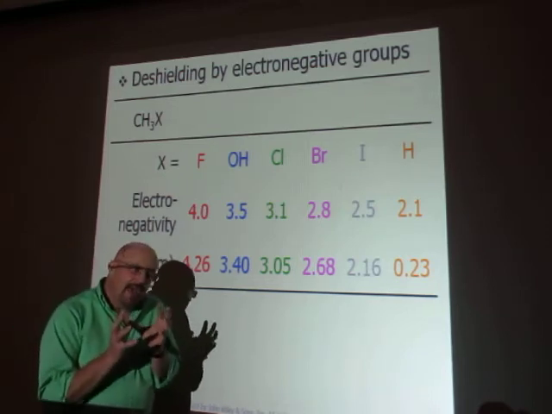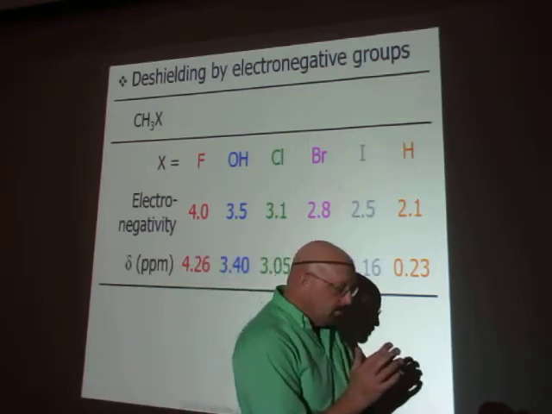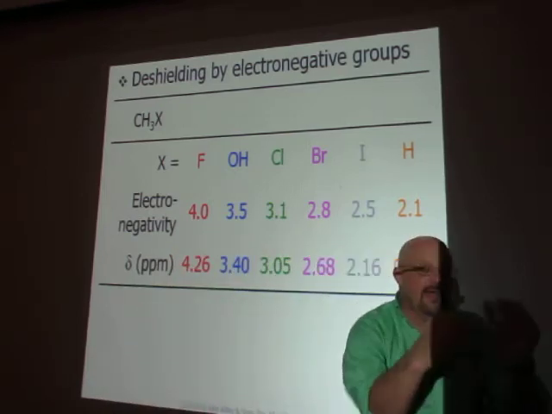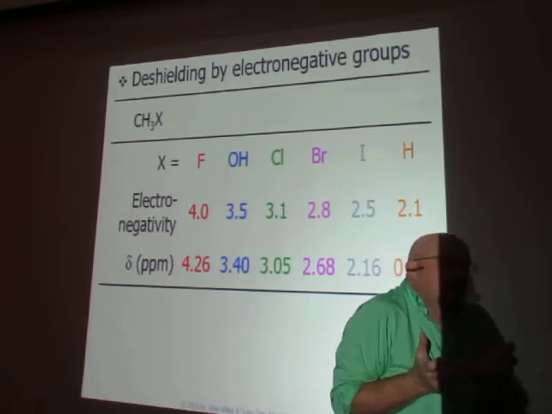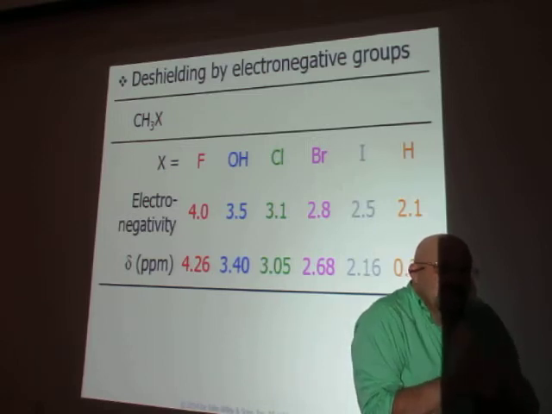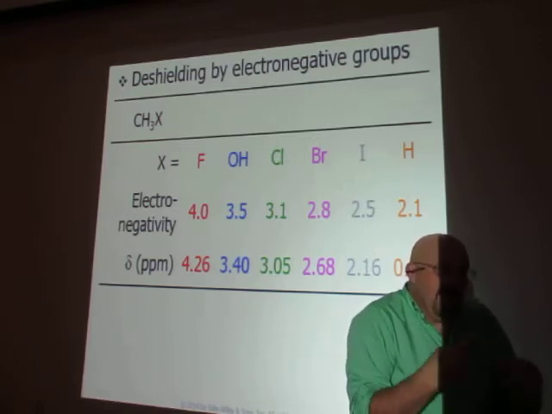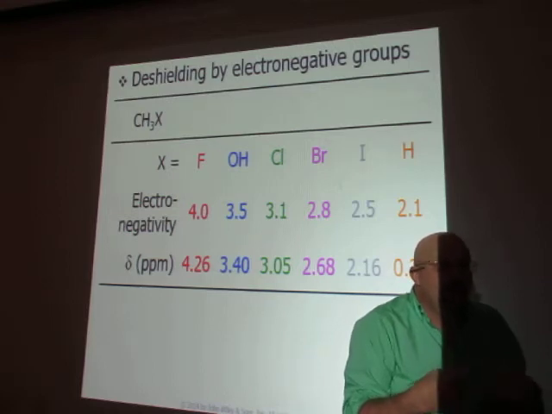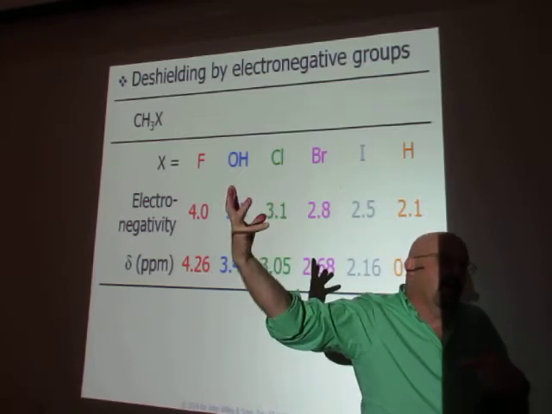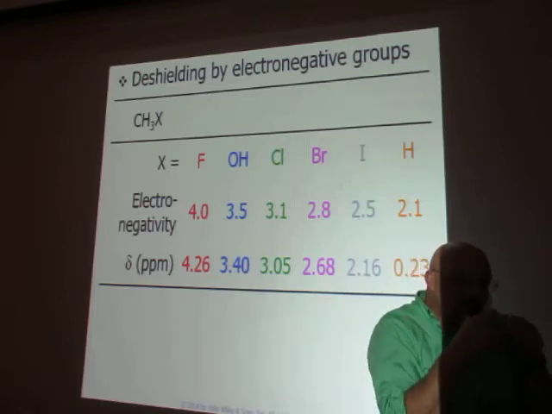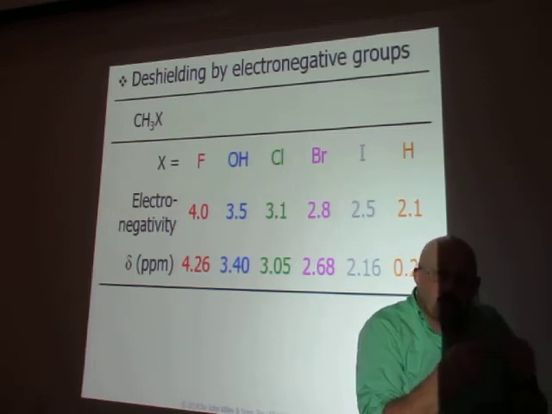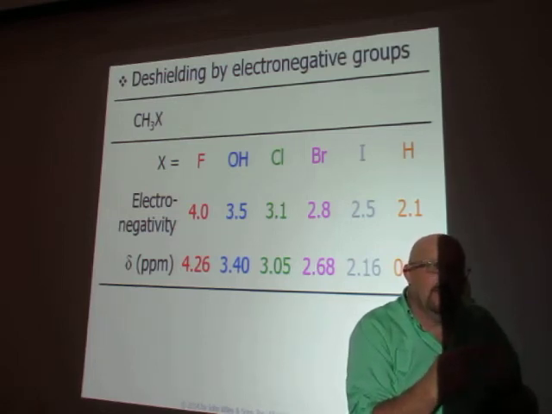So that electronegative atom, what is happening is these electronegative atoms have this electron density, pulling electrons toward it, and then those electrons get to spinning in the magnetic field. They create their own little mini magnet. So your proton not only feels the effects of the magnet in the spectrometer, it feels the effects of those electrons that are spinning and creating the little mini magnet. It feels that magnet as well. So that's why it's de-shielded.